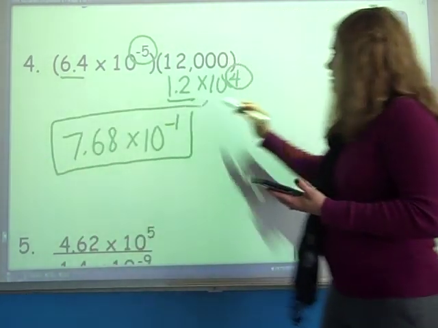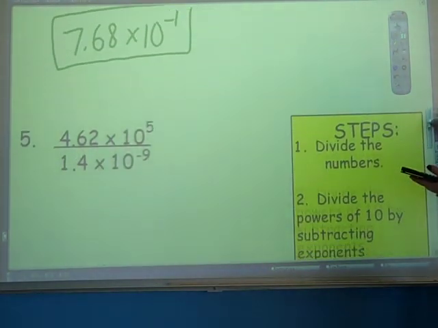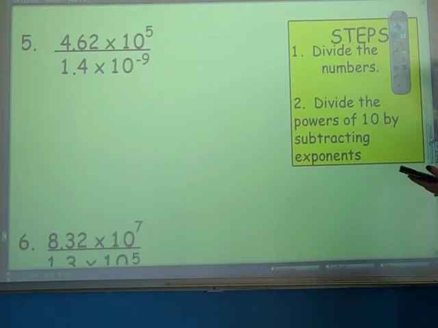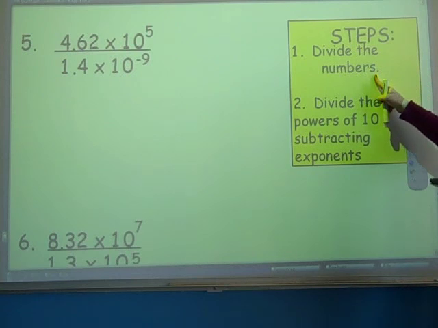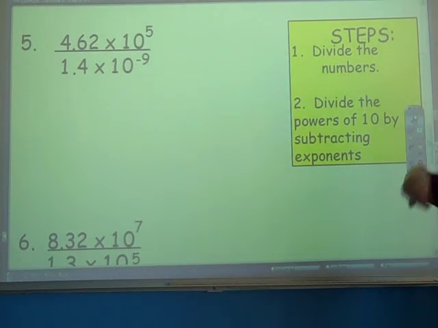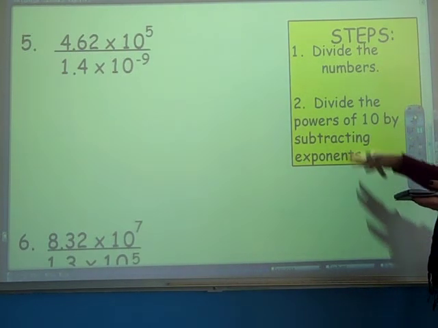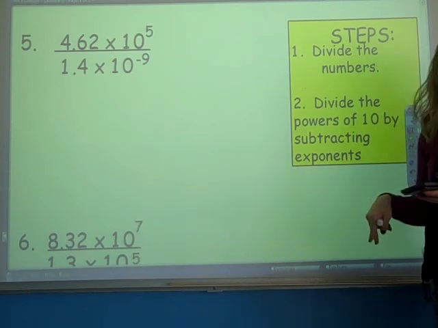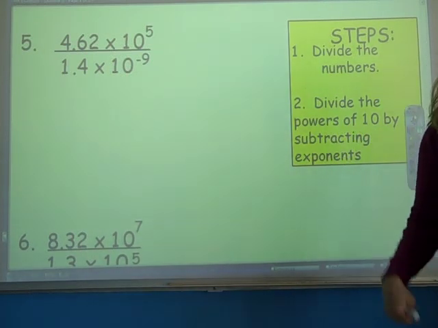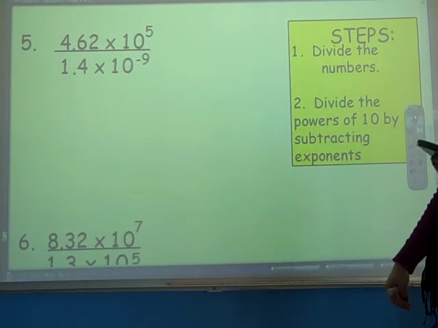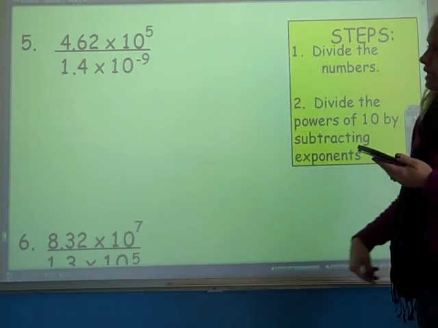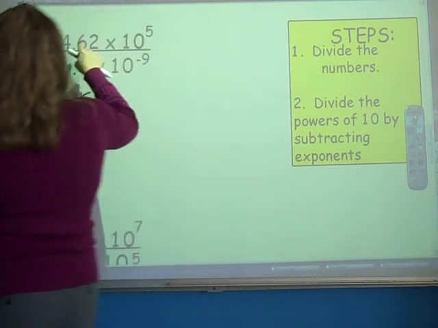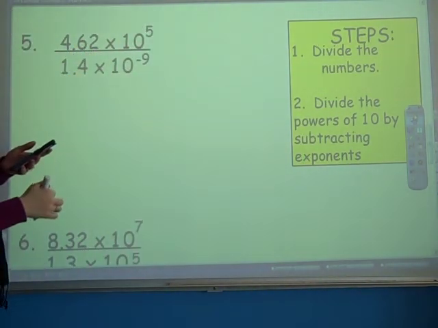Now let's try some division. Steps: divide the numbers. So, similar to multiplying, instead of multiplying, now we're dividing. When you divide the powers of 10, you have to subtract their exponents. That's our quotient of powers rule that we learned a couple sections ago. So, here's our first example. I do 4.62 divided by 1.4.